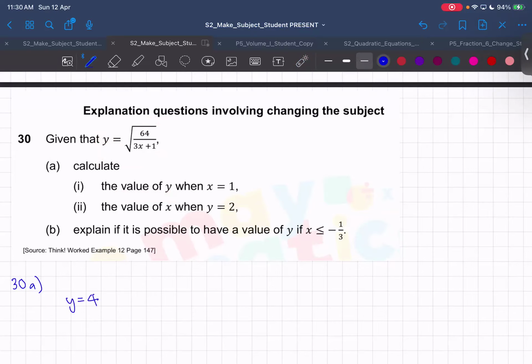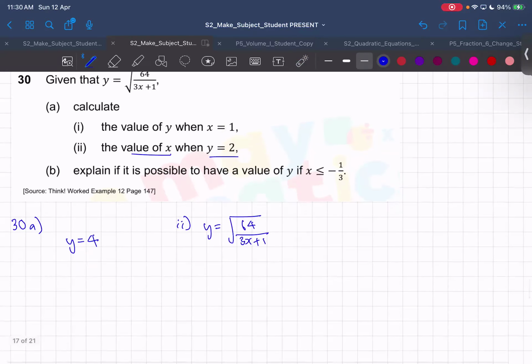Okay, I want to go through maybe part 2. Part 2 looks difficult. Okay, so for part 2, they say find the value of x when y equals to 2. So I'm given this, y equals to 64 over 3x plus 1. So where is my x? Here, right? So I have to make x the subject to sub in, right? So same thing as what you learn, square root, I square both sides.